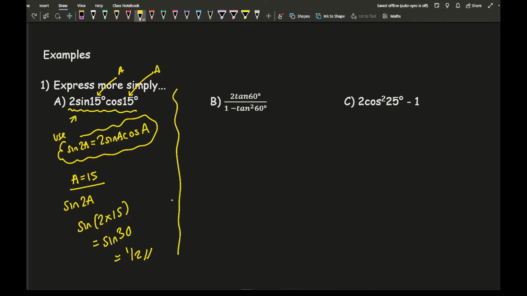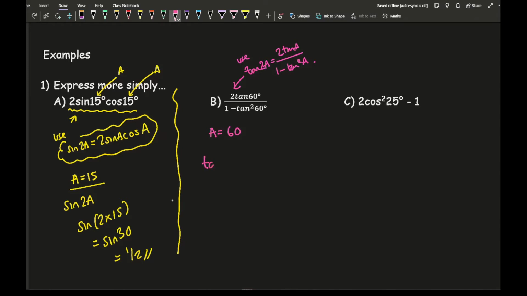Now moving on to B, again I'm going to use my trig identity. So for this one, I'm going to use that tan 2A equals 2 tan A over 1 minus tan squared A. Now from this particular expression I can see that A is going to equal 60. So what am I dealing with?